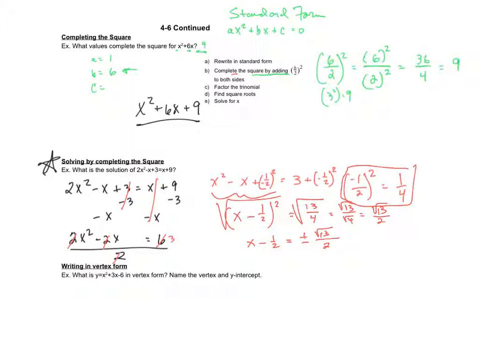And now we just simply combine like terms, and we end up with plus 1/2 on both sides, and then x is going to be equal to 1/2 plus square root of 13 over 2, or 1/2 minus the square root of 13 over 2.